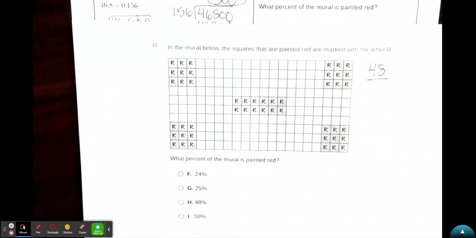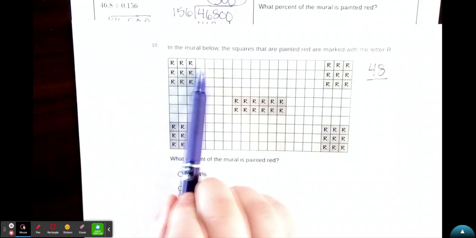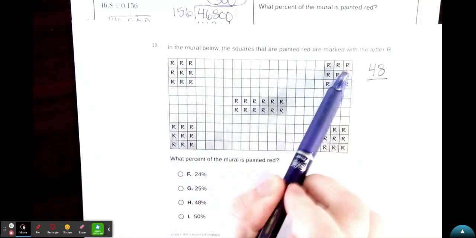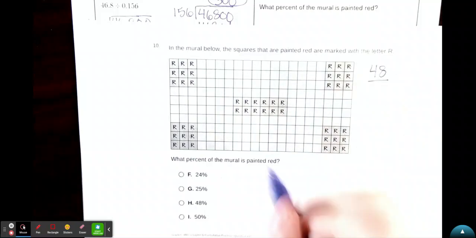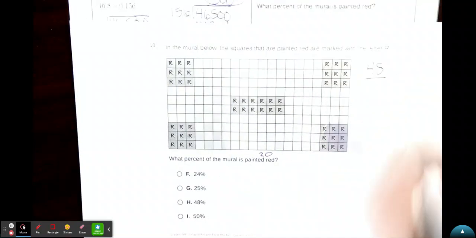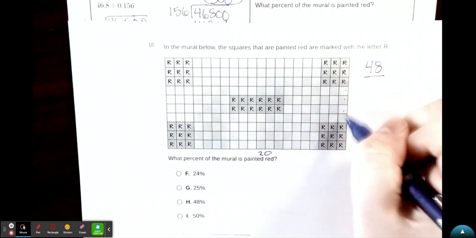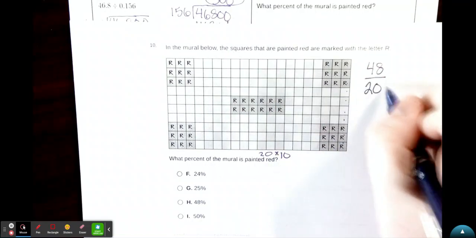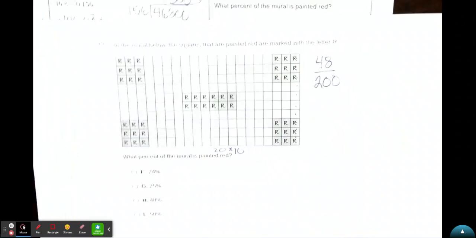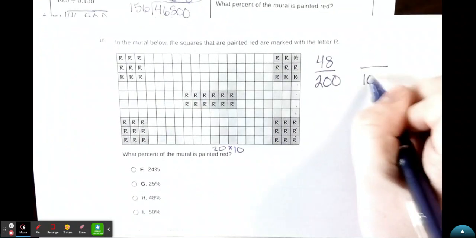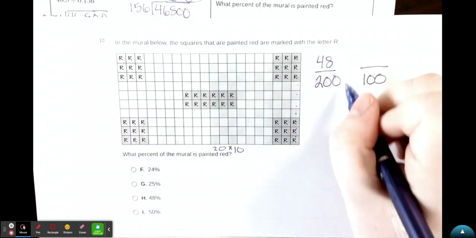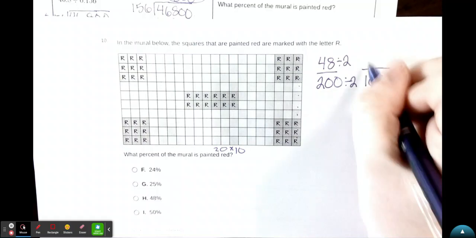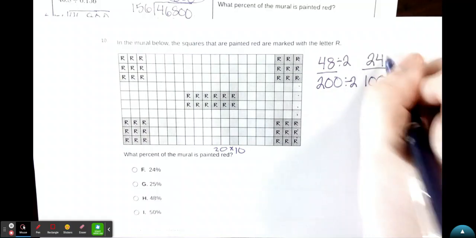200. Yeah. So if we count 1, 2, 3, 4, 5, 6, 7, 8, 9, 10, 11, 12, 13, 14, 15, 16, 17, 18, 19, 20 times, because we can just do 20 times the height. 1, 2, 3, 4, 5, 6, 7, 8, 9, 10. So 20 times 10 gives me 200. Okay, I want a percent, which means I want a fraction out of 100. Can I get from 200 to 100? How? Divide by 2. 48 divided by 2 is 24. So what is my percent? 24%.